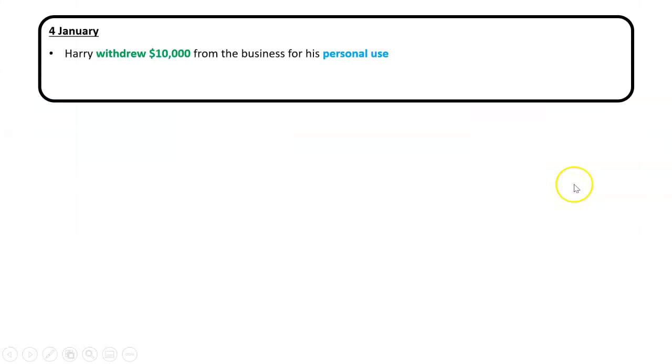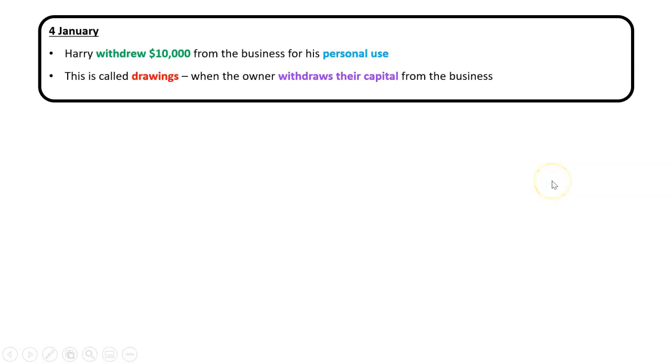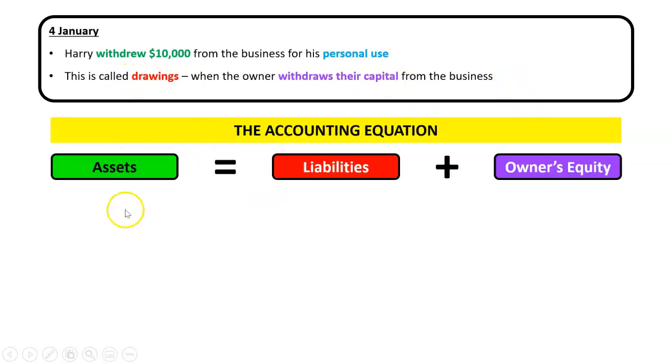On the 4th of January, Harry took out $10,000 from the business for his personal use. He's allowed to do that. We just say it's not a business expense though. It's the business giving, or Harry taking out, his capital, which we call drawings. He's allowed to do that. And our accounting equation changes.